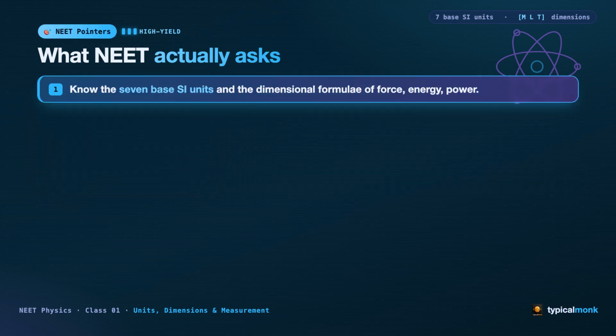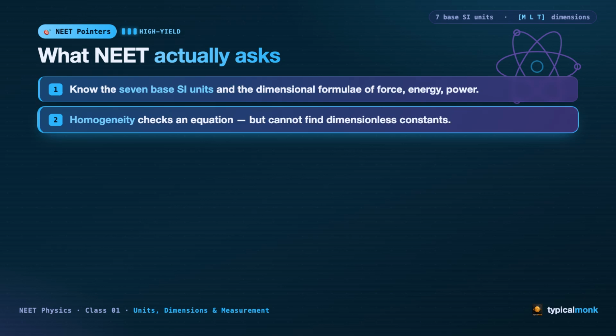Now set up straight. These 5 lines are what NEET actually asks year after year. 1. Know the 7 base units and the dimensional formulae of force, energy, and power. Force is mass length time to the -2. Energy is mass length squared time to the -2. Power is mass length squared time to the -3. 2. Homogeneity can check an equation, but it can never find a pure number like 1/2 or 2 hiding in it. Dimensional analysis is a checker, not a creator.